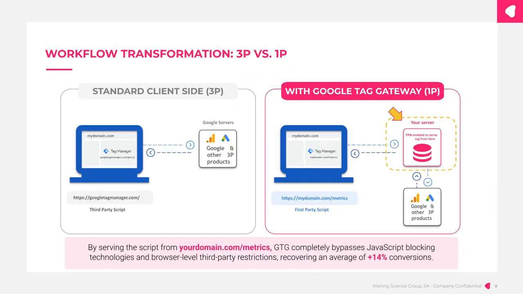This slide illustrates the structural difference. In a standard client-side setup, your site loads scripts from third-party domains. Browsers identify that as third-party measurement and may block or limit it. With Google Tag Gateway, the script is proxied and served from your domain. The measurement request originates from your infrastructure. The logic remains Google authenticated and secure, but the delivery context becomes first-party. This bypasses JavaScript blocking technologies and browser-level restrictions.